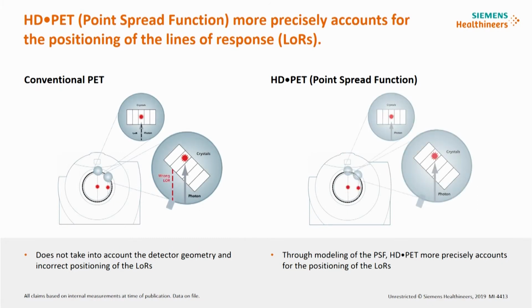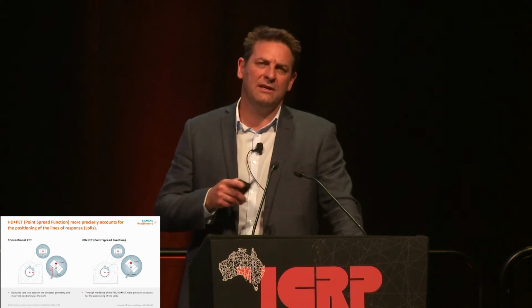HD PET, or point spread function, so annihilations that happen right in the middle of the field of view always hit the crystal's end on, and we can see exactly whereabouts that information came from. As we get closer to the edges of the field of view, because of the energy of the photon, it'll often travel through one or two crystals, and that gives us an incorrect line of response, which means that the resolution and also the contrast towards the edge of the field of view can drop away. So measured point spread functions enable us to improve the localisation and the image quality essentially out towards the edges of the field of view for the same dose.